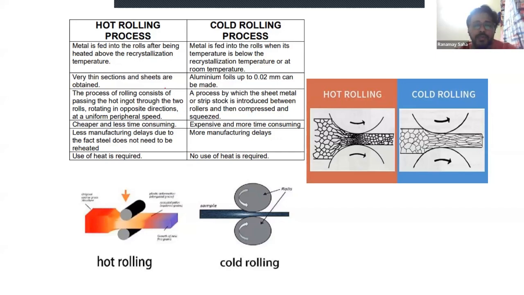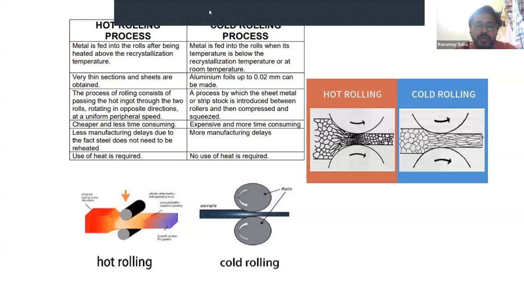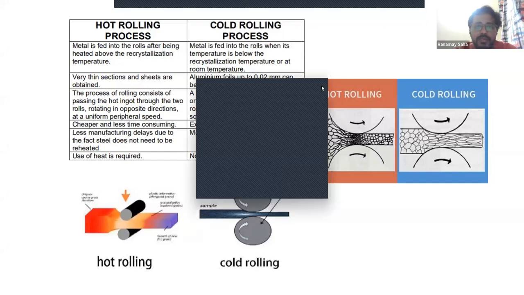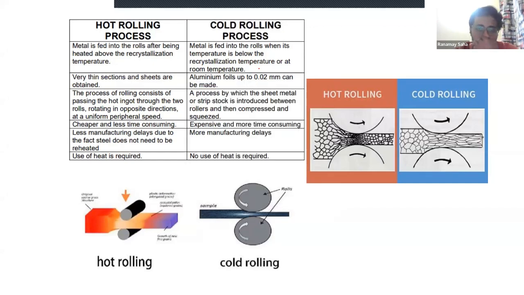And in the cold rolling process, the material is fed even before the recrystallization temperature is reached. So that is the major difference between the hot and cold rolling processes. Very thin sections and sheets can be obtained through hot rolling because the material is already soft. And in cold rolling, you can go down to 0.02 mm or 20 microns.